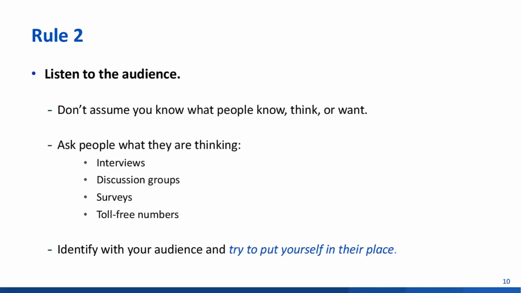The second rule is to listen to the audience. It is important to hear what they know, think about, or want. Don't just assume that you know what their concerns are. If you're coming in a little late to the situation, you can read the news articles to see what kind of concerns people have, but it is important to hear from them directly. You can do this with interviews, small discussion groups, surveys, and toll-free numbers.